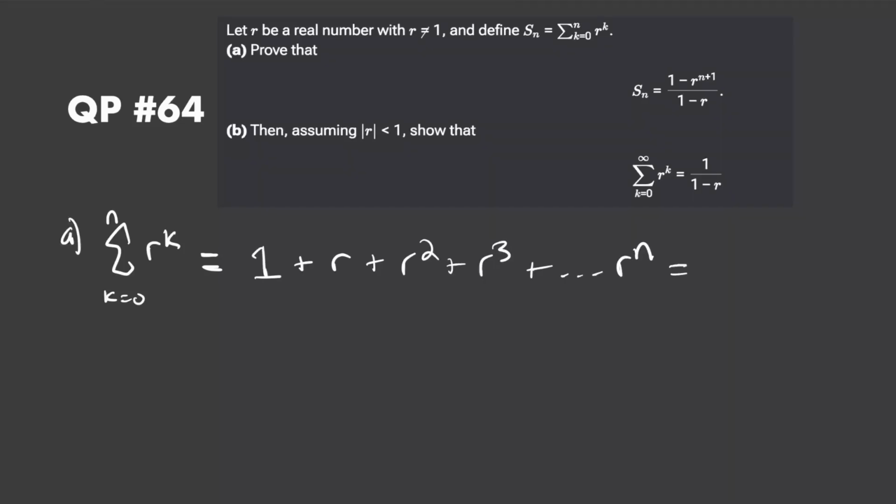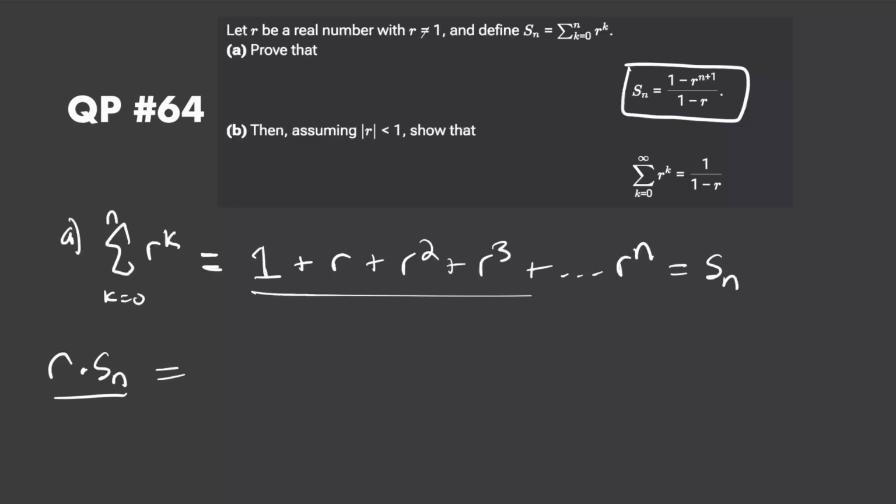So this sum right here is equal to s sub n, and to prove that s sub n is equal to this, all we have to do is multiply s sub n by r. Now obviously we can just distribute this inside the multiplication, so we can multiply r by all of these numbers up here because we know that s sub n is equal to this. So we take 1 times r, we take r times r, which is r squared, and we take r times r squared, which is r cubed, and etc. We're going to get all the way up to r to the power of n plus 1.